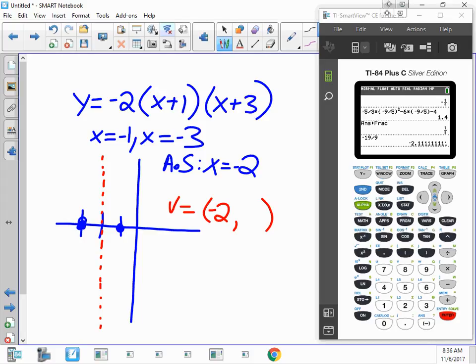So I now take -2 and I put it in here and in here. And I get -2 times, what is -2 plus 1? -1. What is -2 plus 3? +1.